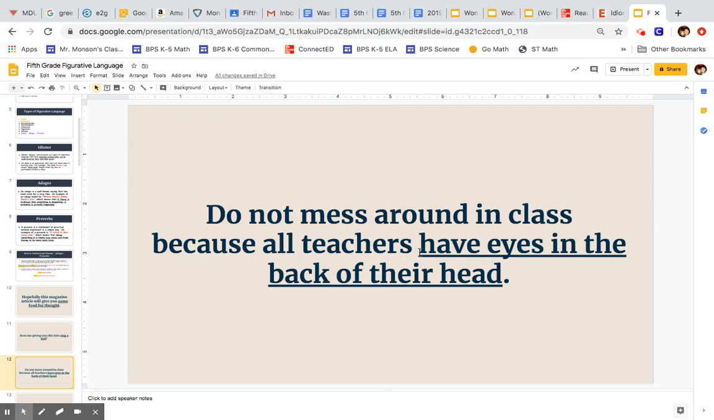So fifth grade, remember, idioms are figurative language, and they're groups of words that mean something other than what the words are saying. And idioms have a literal meaning and a figurative meaning. Once again, it's raining cats and dogs literally means that cats and dogs are falling from the sky. It figuratively means that it's raining really hard. And we always want to find the figurative meaning of idioms.